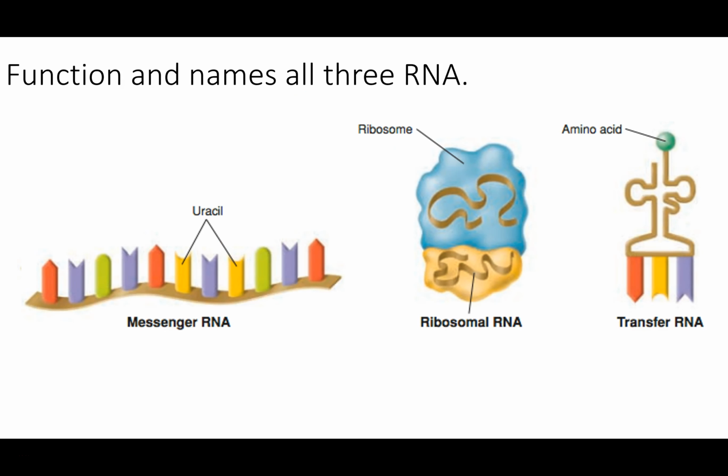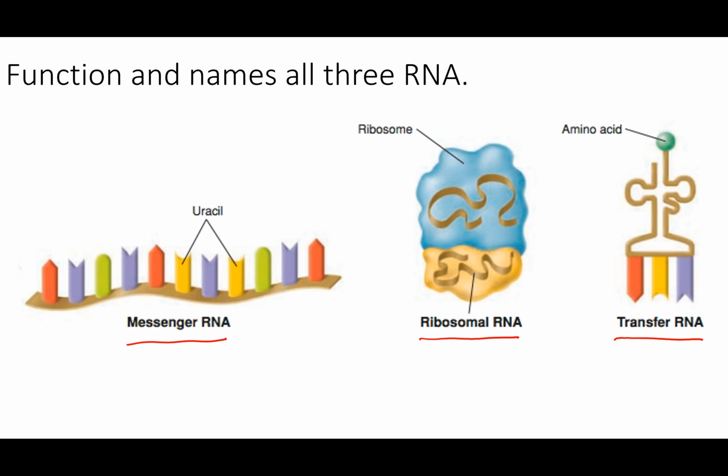Next, functions and name all 3 RNA. mRNA stands for messenger RNA, rRNA stands for ribosomal RNA, tRNA stands for transfer RNA. All these are RNA, so they all have uracil instead of thymine. They're all single-stranded. There are different functions. You need to know the functions.